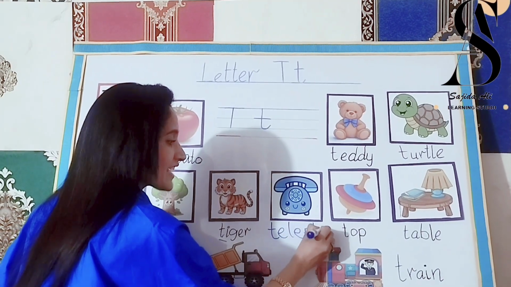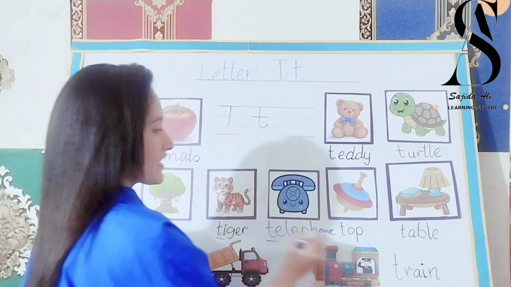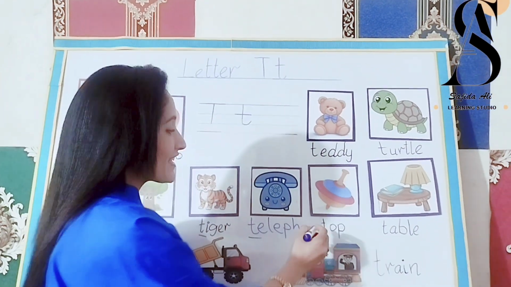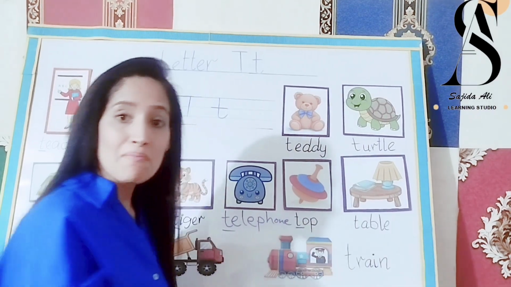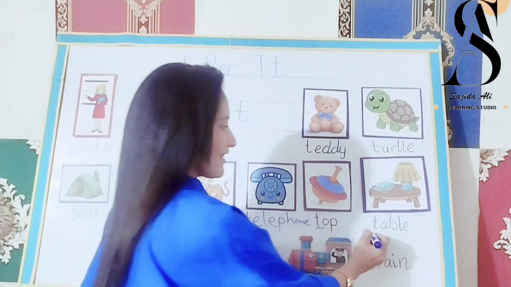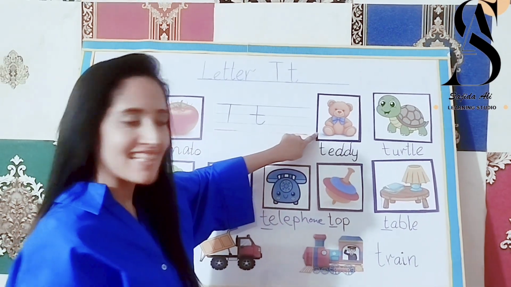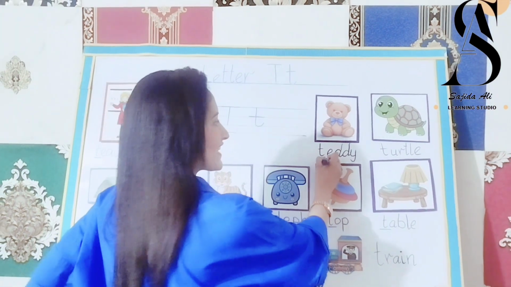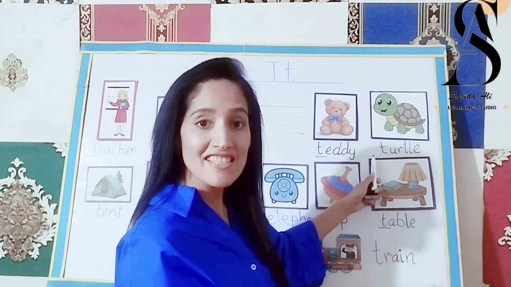Telephone. T, telephone. Here it's top. T, top. And this is table. T, table. Here it's everybody's favorite teddy. T, teddy. And this is a sea animal and this is turtle.